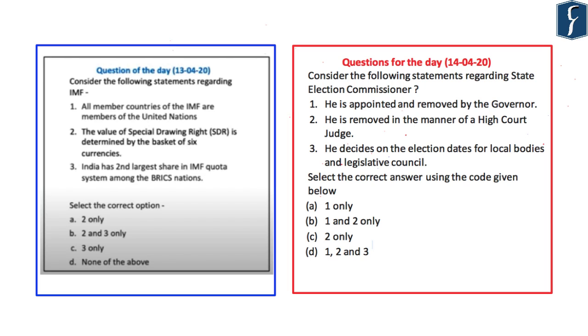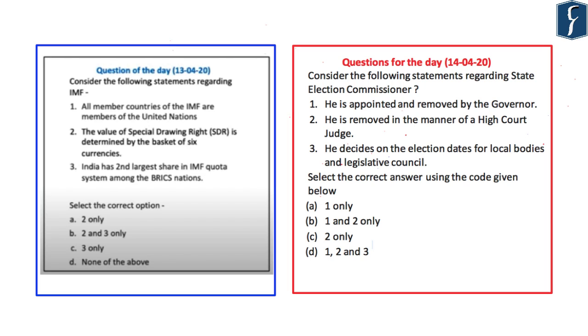The answer to the previous question of the day is option number C, 3 only. The question was, consider the following statements regarding IMF. All member countries of the IMF are members of the United Nations. This is an incorrect statement because many member countries of IMF are not full-fledged sovereign nations and hence they are not members of the United Nations.